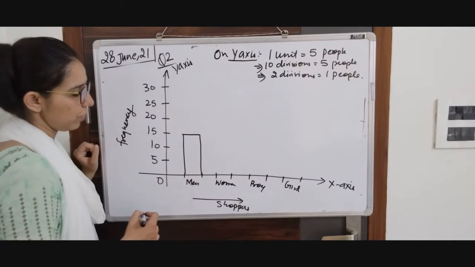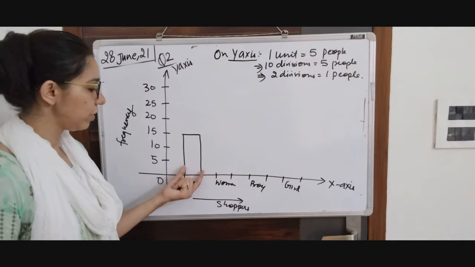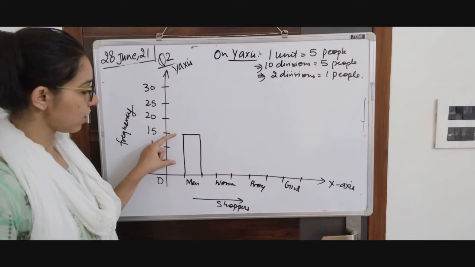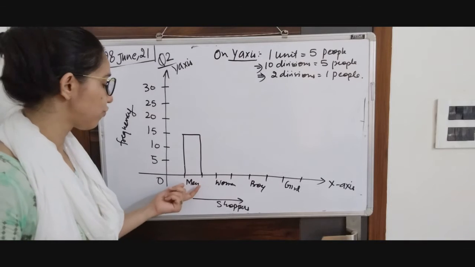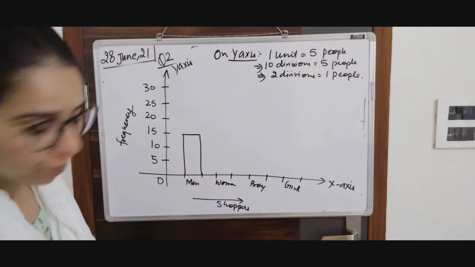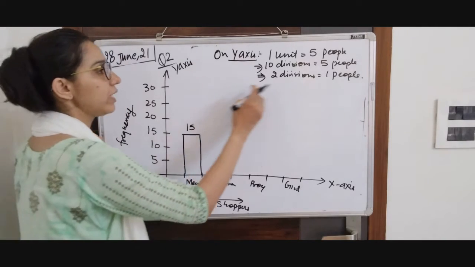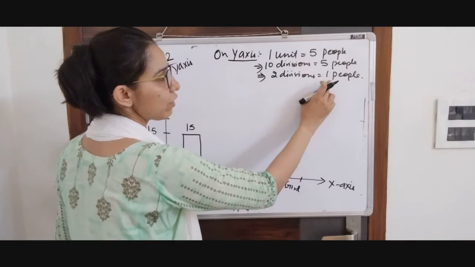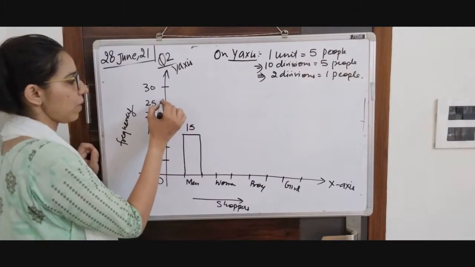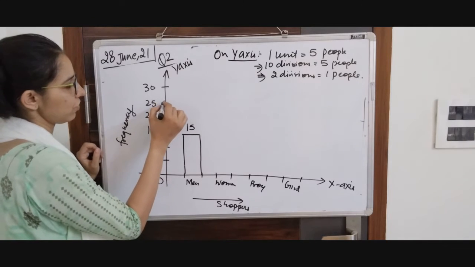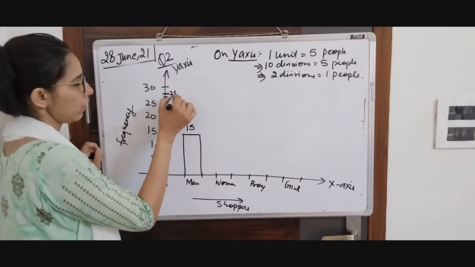This is a bar graph because we are using bars of equal width with equal gaps in between, and the heights of the bars represent the corresponding quantity of that bar. So men is 15, then women is 28. For 28, I need 3 people after 25. So it means I need 6 divisions. 1, 2, 3, 4, 5, 6. So this is going to be 28.